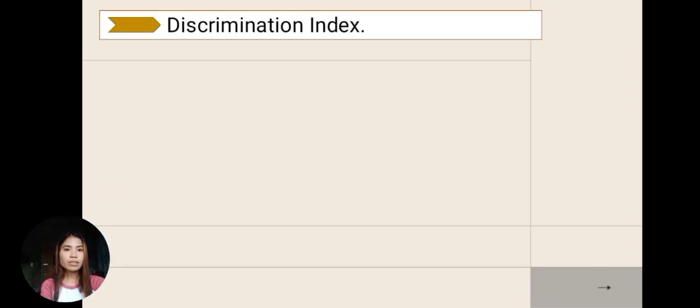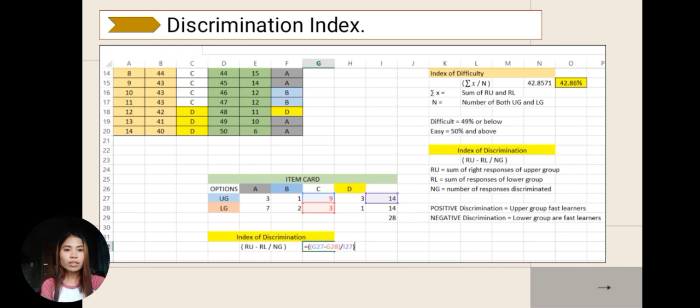So now we have the discrimination index. To compute for the discrimination index, we also use item C, since it is the correct answer. The formula for the discrimination index is R sub U minus R sub L over NG, where R sub U is the sum of right responses of the upper group, R sub L is the sum of responses of the lower group, and NG is the number of responses discriminated. So we have the formula R sub U minus R sub L over NG.